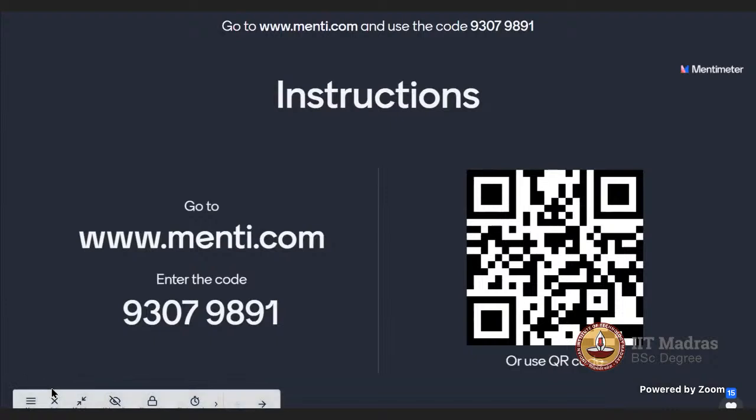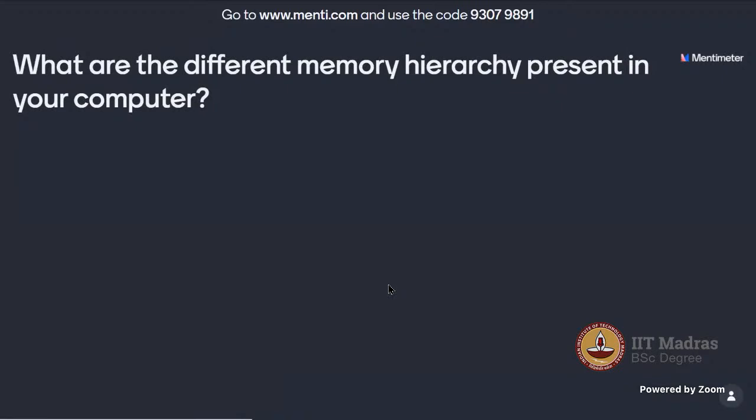Yeah, so I think I can start off with the question. This is our first question. The question says: what are the different memory hierarchy levels present in your computer? Very basic question, but if we talk about week 7, we are basically talking about memory, right? So this is the first level of thinking, that how many types of memory are in your computer and what are their levels, you can say the hierarchy. So we are waiting for your response, and then after that we can start discussing.